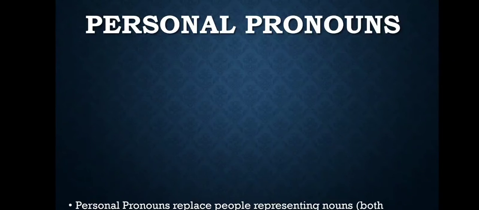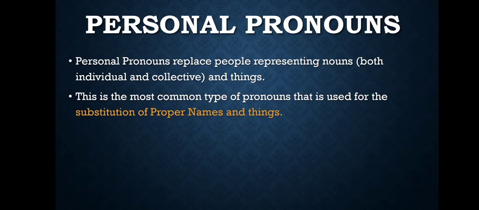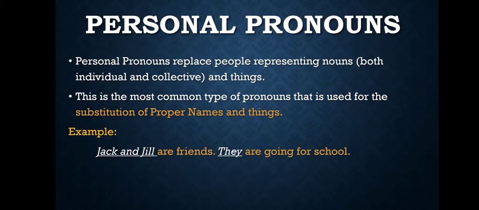So the very first is personal pronouns. As the name suggests, personal pronouns replace people-representing nouns, and these could be both individual and collective, and could be things as well. This is the most common type of pronoun, used for the substitution of proper names and things. Like if you want to replace a proper noun with a pronoun, then you can take help from personal pronouns. For example, if there is a sentence like Jack and Jill are friends.